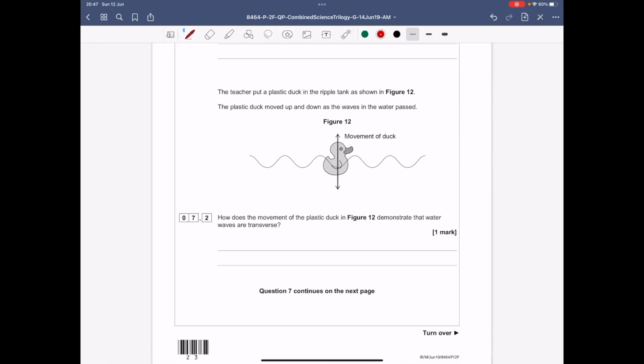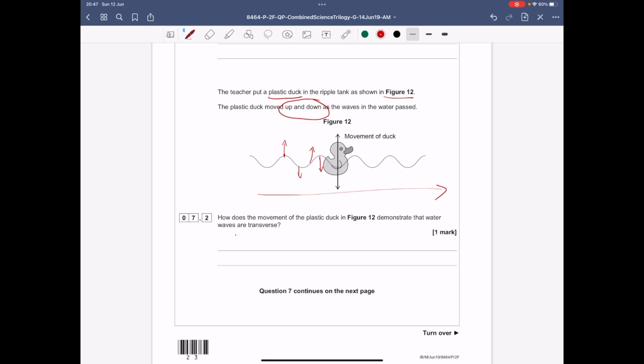The teacher then put a plastic duck in the ripple tank as shown in figure 12. The plastic duck moved up and down as the waves passed in the water. How does the movement of the plastic duck in figure 12 demonstrate that water waves are transverse? So this is your difference between a transverse wave and a longitudinal wave. We should remember in a transverse wave, the particles are vibrating up and down. So if the wave is travelling from left to right, the particles are vibrating up and down.